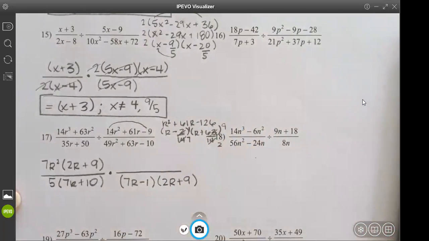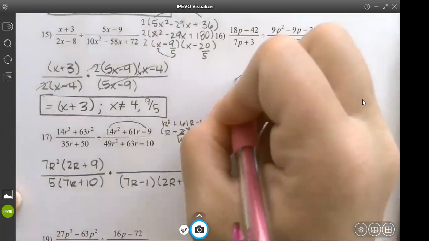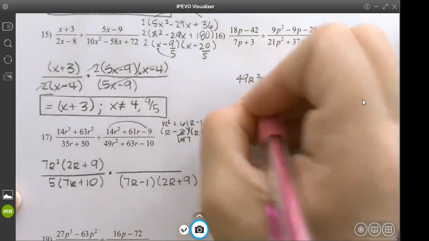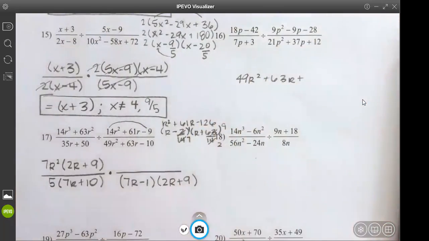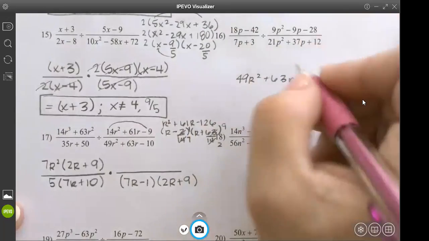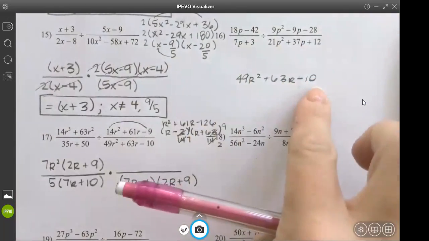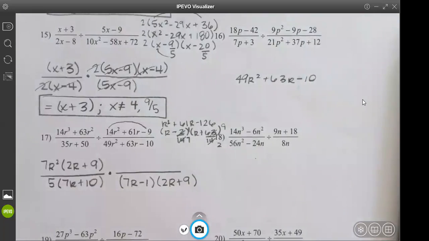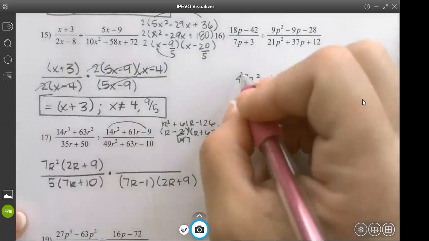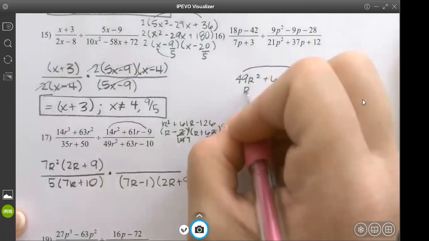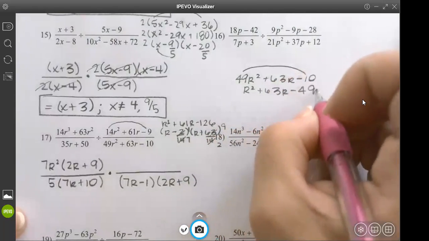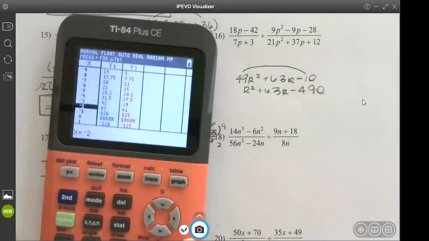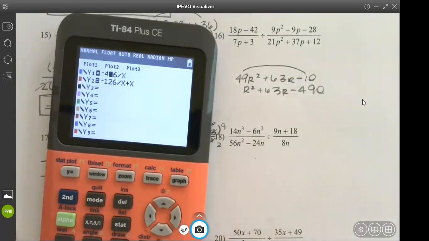I'm going to run into the other side on this one. 49r squared plus 63r minus 10. The only thing that'll come out of 10 is 2 and 5, and that won't come out of either one of those, so it's as good as it's going to get right now. We're going to slide it over. R squared plus 63r minus 490. Negative 490.